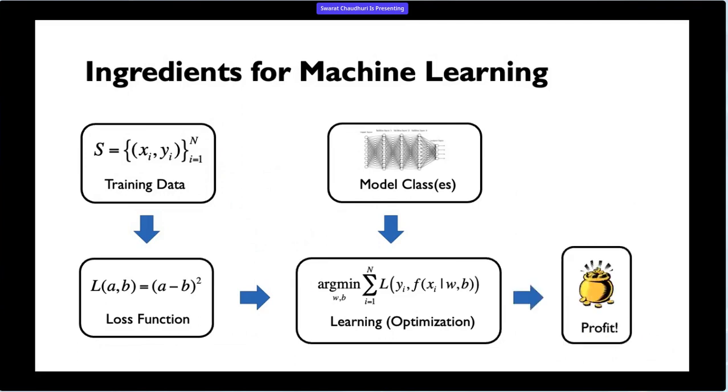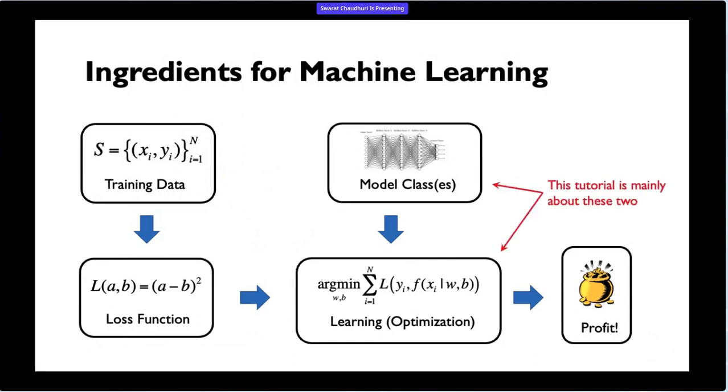And then you solve this optimization problem using your favorite algorithm, which in the deep learning context is stochastic gradient descent. And then hopefully you have done really well with this, and you've made some profit, whatever be your notion of profit. So that's the picture of machine learning.